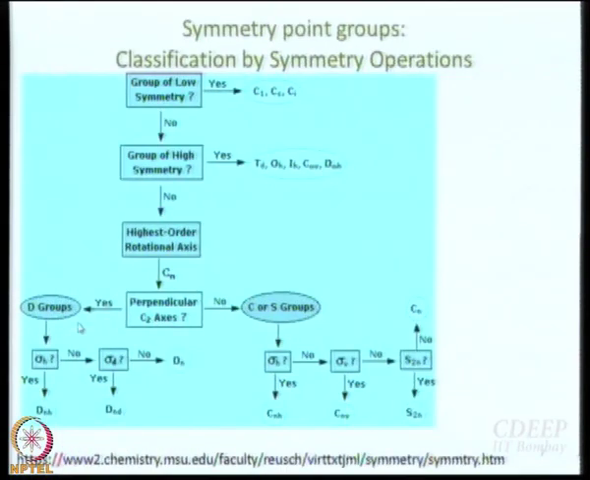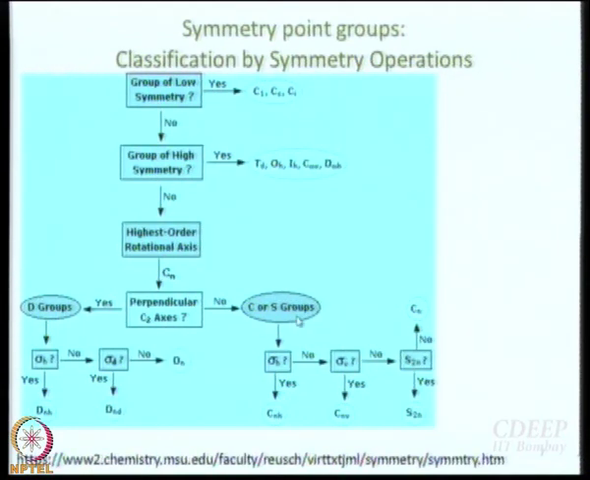If not, then what we do is we look for the highest order rotational axis. What is the principal axis of symmetry? Then if perpendicular C2 axes are there, then the name will be D. If there is no perpendicular C2 axis, the name will be C or maybe S. Okay. So here this is a little easier.